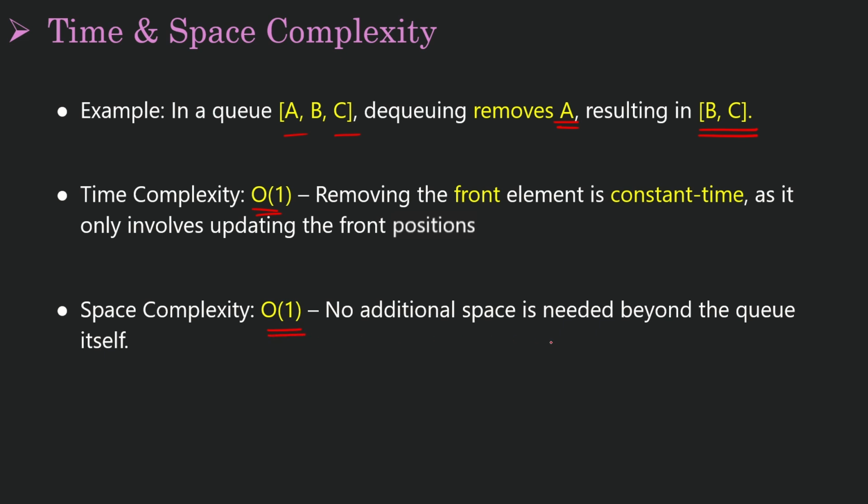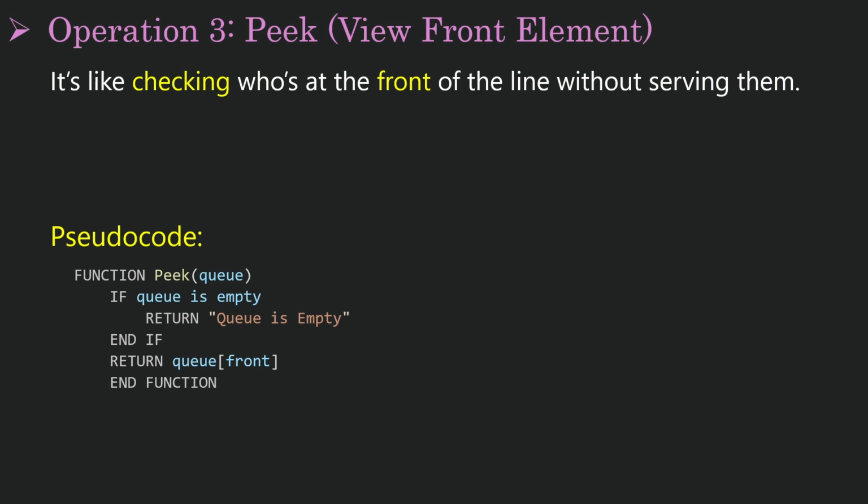No additional space is needed beyond the queue itself. Operation 3. Peek, view front element. This operation returns the front element without removing it. Explanation. It's like checking who's at the front of the line without serving them.